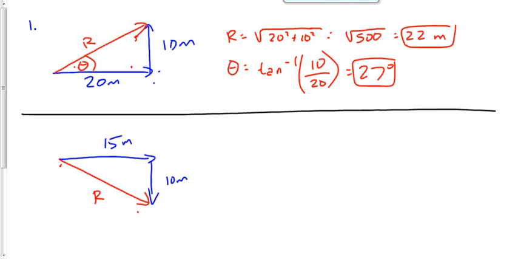This is going to be called R, and we're going to find the value of R by the Pythagorean Theorem. It's the square root of 15 squared plus 10 squared.